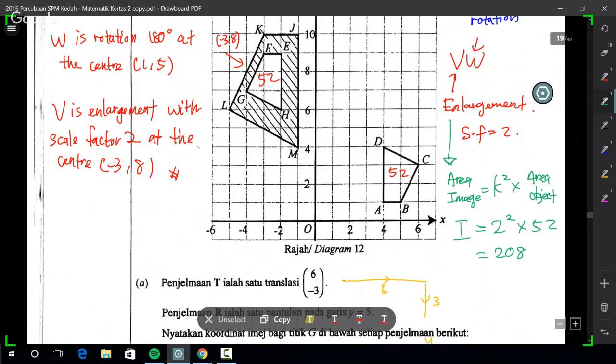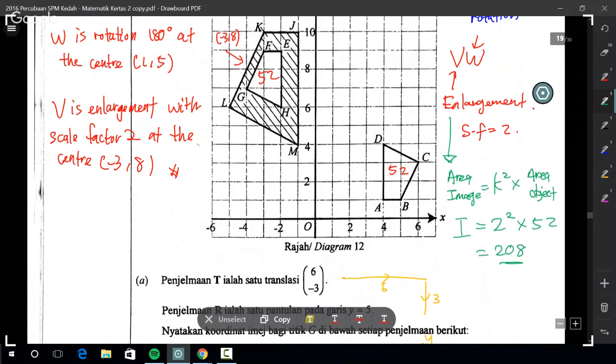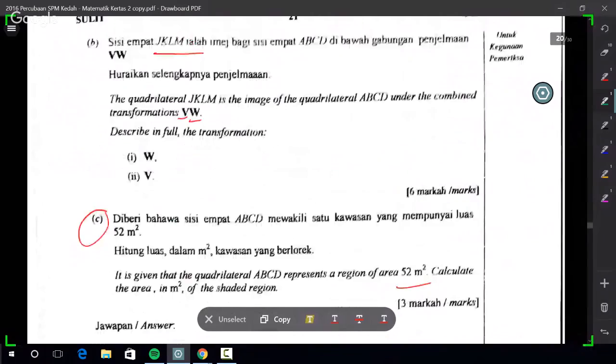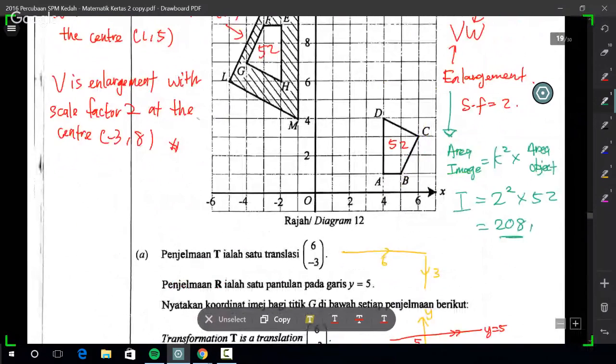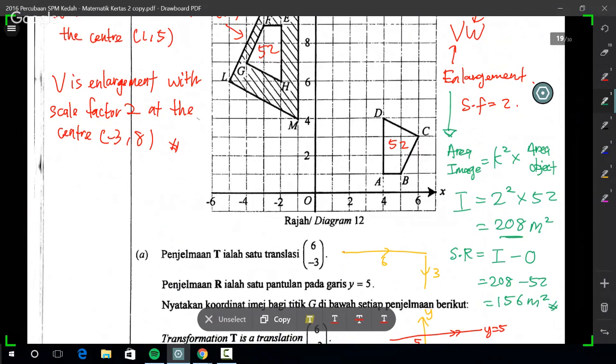Okay, this is the unit. Is it in meter or centimeter? Meter square. So in order to get the shaded region, I use the image minus the object. Image is 208, object is 52, then I can easily get 156 meters square. This is how I find the shaded area. I hope this one is not too hard for you to understand.